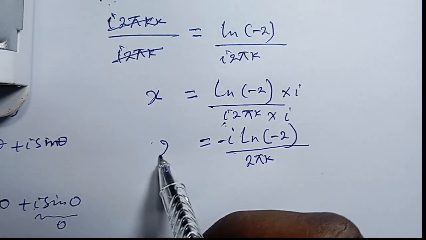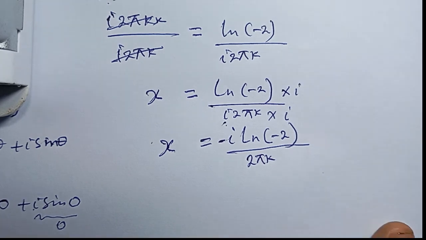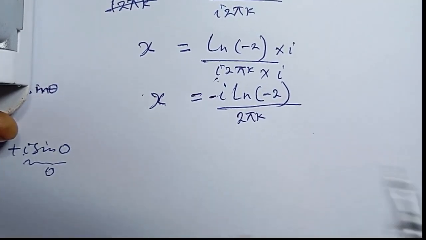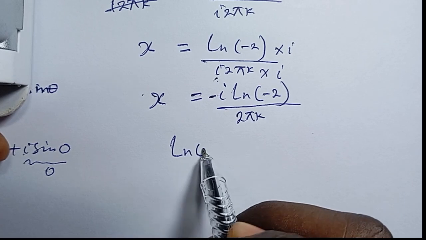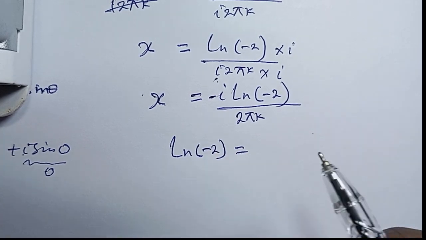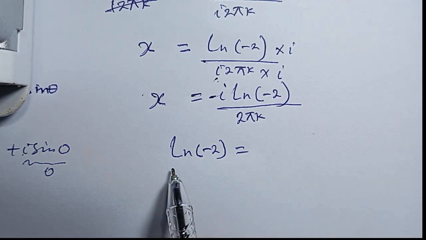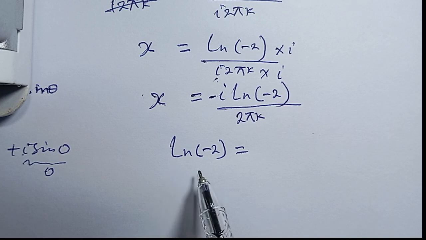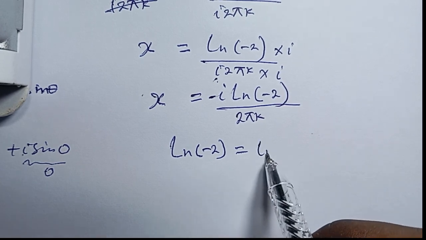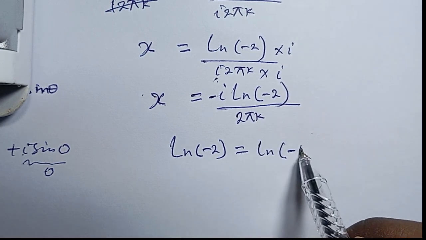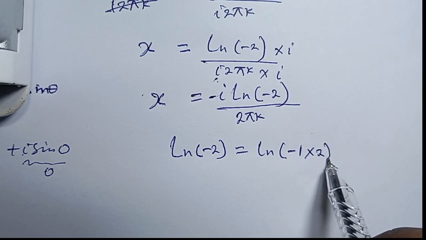So this is what we have at this point as the value of x, but then there are still more problems which we need to simplify, because this natural log of negative 2 does not exist for real numbers. So we want to find a way to simplify this and then have some complex expressions for it. And of course you know that we can write this natural log of negative 2 as natural log of negative 1 multiplied by 2.